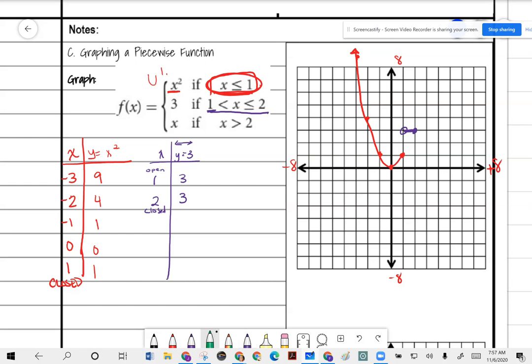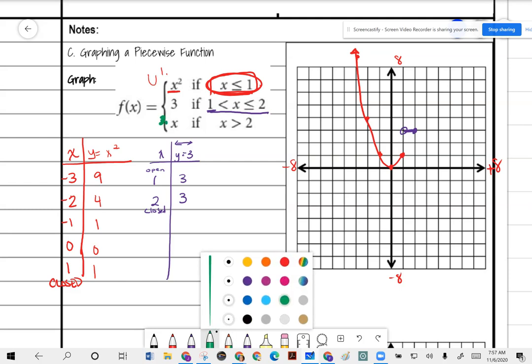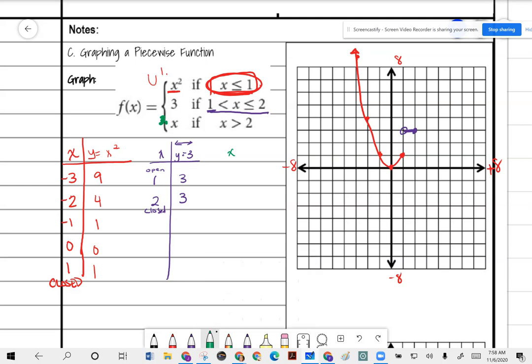And then let's do this last function right here. We have our x chart, we've got y equals x, and it says x is greater than 2. So I'm going to start with 2. It's going to be open, and then it just goes on to infinity. So I noticed that this is a linear equation, so I only need a couple points. When x is 2, y is 2. When x is 3, y is 3. When x is 4, y is 4.